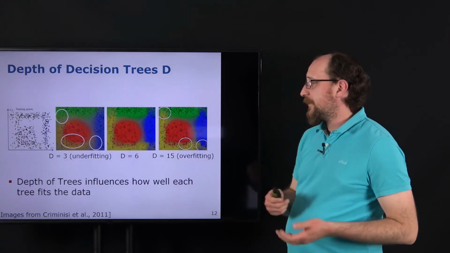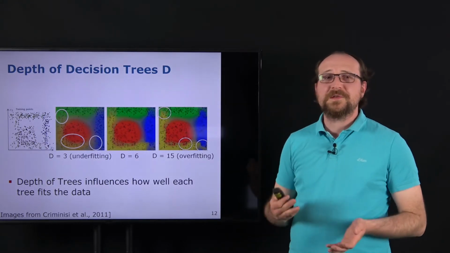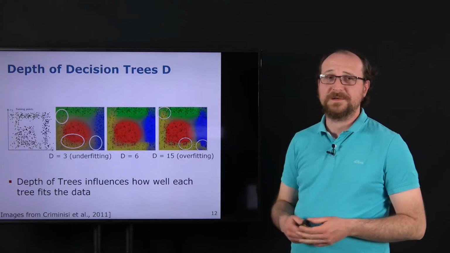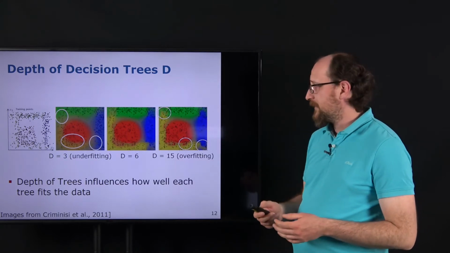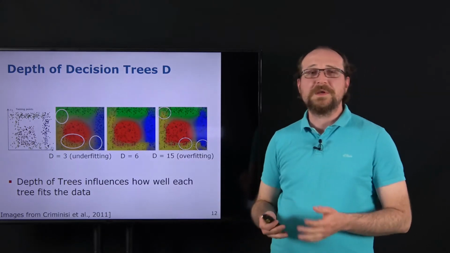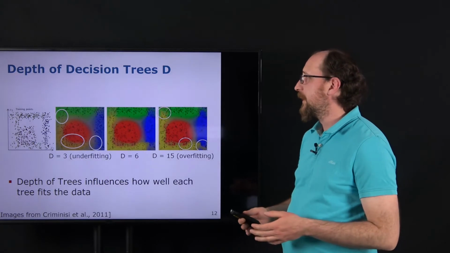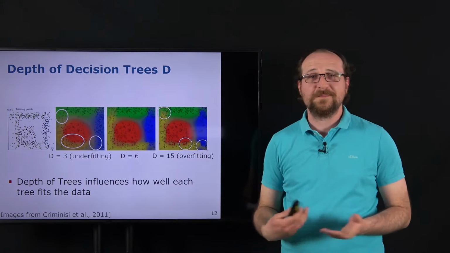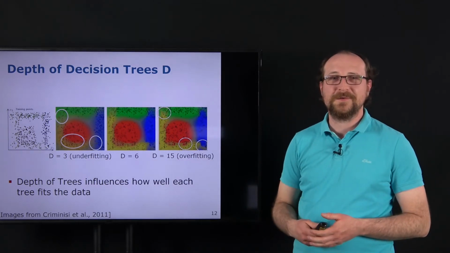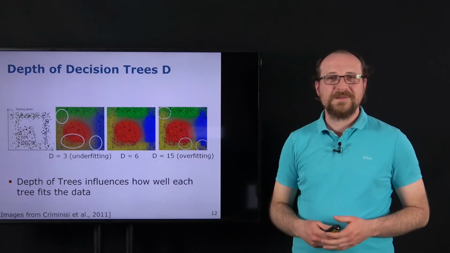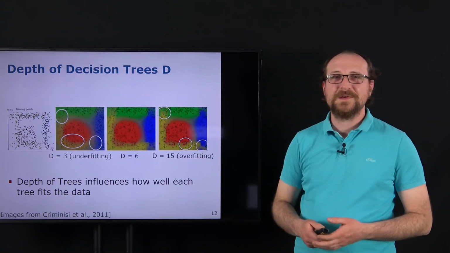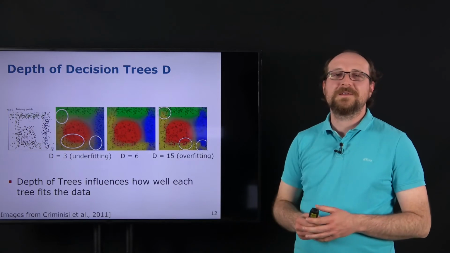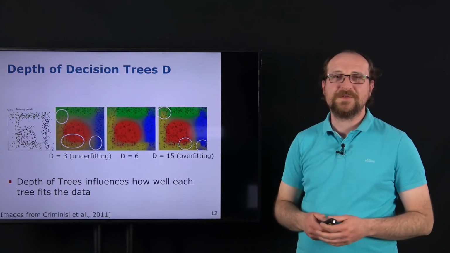So the depth of the trees steers how well the trees fit the data in the end. There's some tweaking possible. It's not always the case that depth 6 is the right answer, it may be another depth. Therefore, as we discussed in the first lecture, you have your validation set, and you choose the parameters that do the right thing for the validation set.